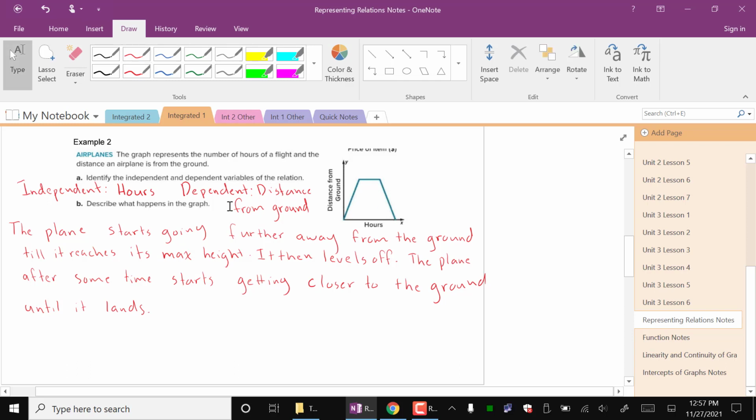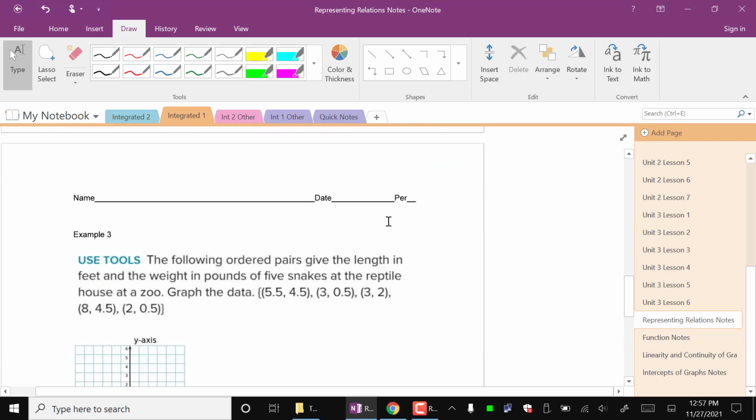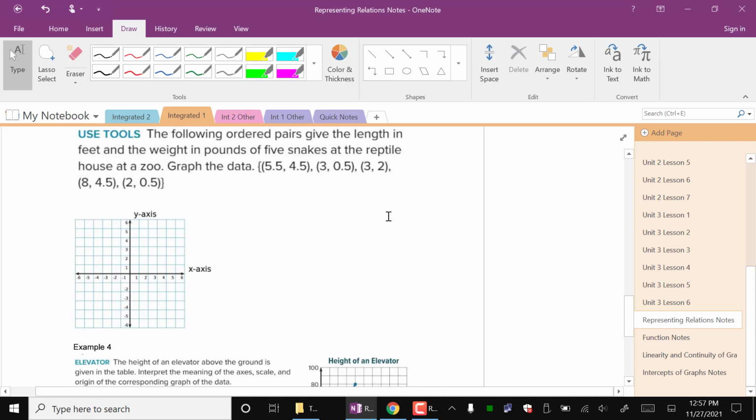So we've described the independent and the dependent, and then we described what is happening in the graph. So let's take a look at example 3. It says the following ordered pairs gives the length in feet and the weight in pounds of 5 snakes at the reptile house at a zoo. We want to graph the data. So the first one is 5.5 and 4.5. So we're going to come out here to 5.5. So that's going to be between 5 and 6. And then we're going to go up to 4.5. So 1, 2, 3, 4. 4.5 is going to be right in the middle of there. So we're going to put a point kind of in the middle of the grid.